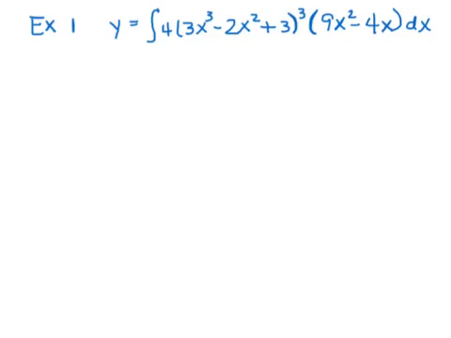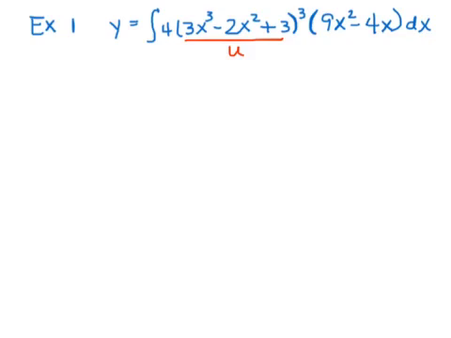Okay, for example 1, I want to find the antiderivative of this, and we have to look at how we pick what is the inside function and what is the outside function. How do we pick u? Because we've got 2 sets of parentheses. Well, the key to this is the exponent. This one has an exponent of 3. This one doesn't have an exponent at all. So we're going to pick the inside part of this parentheses. That's going to be u.